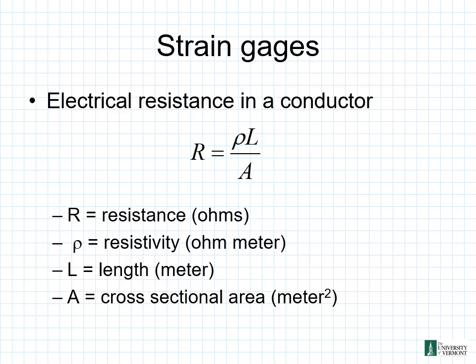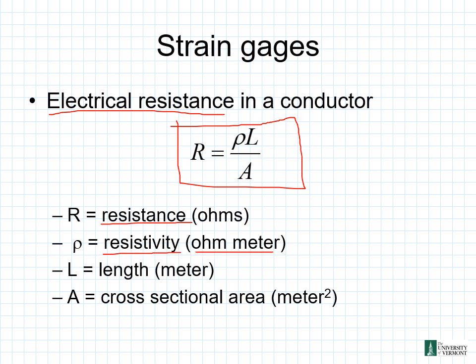So the key equation here is electrical resistance in a conductor. We have this equation right here: R is equal to rho L over A, where R is our resistance in ohms, rho is our resistivity. You can take that right from an ohm meter in the lab. L is the length given in units of meters, and A is the cross-sectional area. So you can plug all those values into this equation up here, and we can use this to calculate whatever the unknown is. In this case, we have it set up to calculate the resistance.